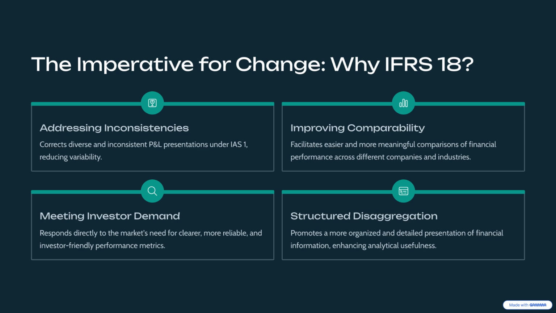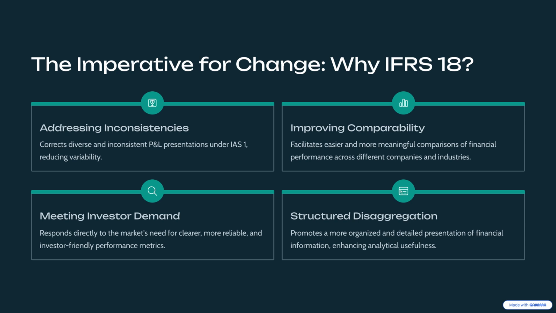They want clarity on performance metrics, especially those created by management, and visibility into how these relate to IFRS-defined measures. IFRS 18 responds to this by requiring disclosures of management-defined performance measures, MPMs, along with reconciliations to IFRS measures. This enhances transparency by showing how management's view of performance aligns, or diverges, from standard accounting presentations.